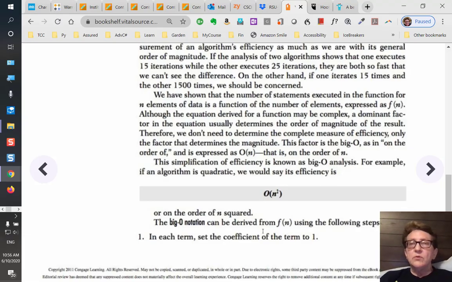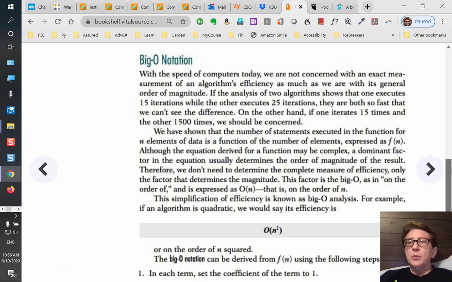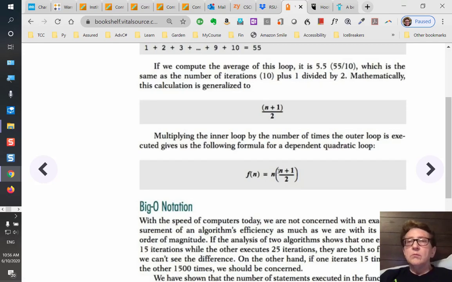If you have several things and you're trying to figure out what the big O notation is, you might have several things added together like we did up here. If we multiply that out, that's n squared over 2 plus n over 2, okay? 1 over 2 is a coefficient there. You can throw away all the coefficients. That's the number in front of the thing.